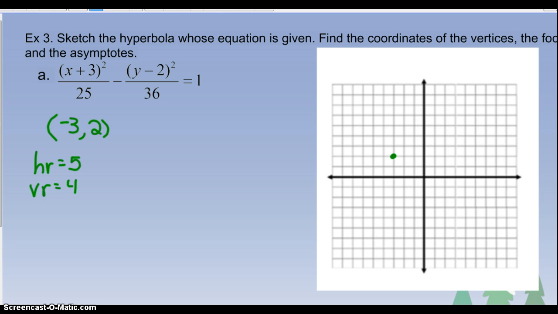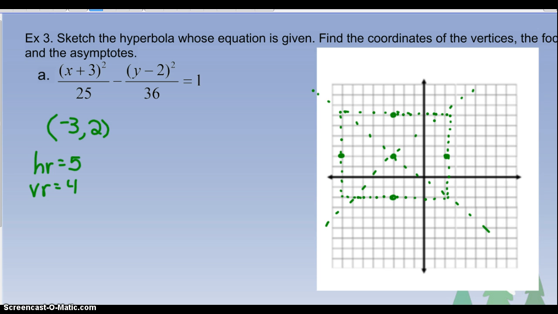1, 2, 3, 4, 5. 1, 2, 3, 4, 5. 1, 2, 3, 4. 1, 2, 3, 4. Make a lovely little dotted box. Almost there. Okay, and draw in asymptotes.